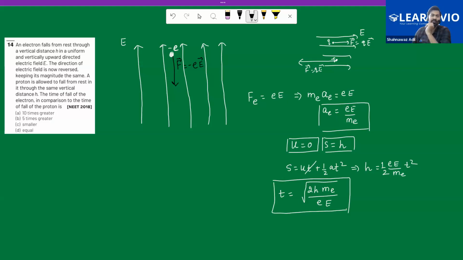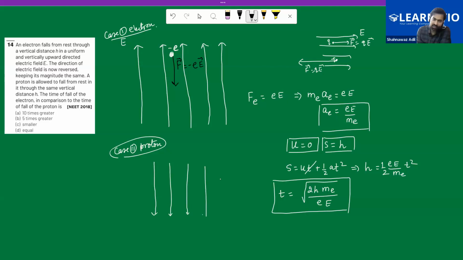Is this part clear? Yes. Okay, so this is the first case, the case for the electron. Now in the second case, they are saying that they are dropping a proton, but the electric field is reversed. So this is for the proton, right? The electric field is reversed.